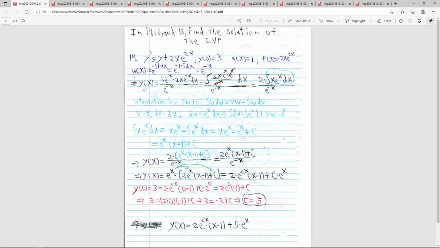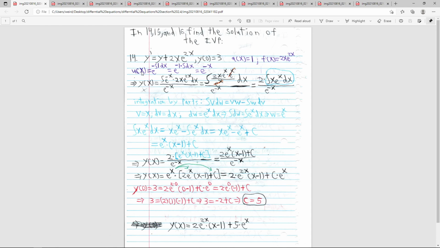So we start off with y prime equals y plus 2x e to the 2x, and we have y of 0 equals 3. It's an initial value problem, so I state what we know. So a is just 1, and f of x is 2x e to the 2x. So f of x is a little bit bigger this time, as you might expect.